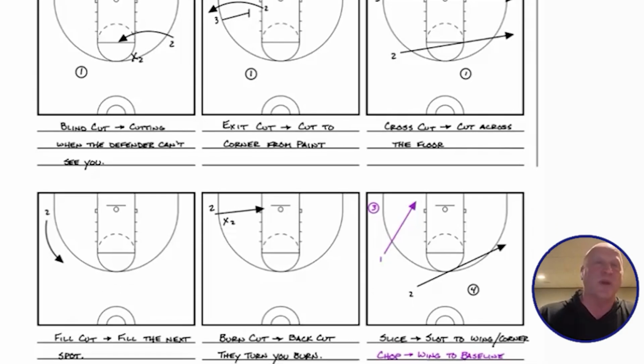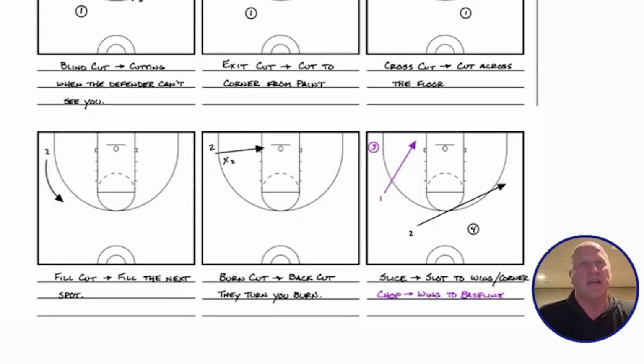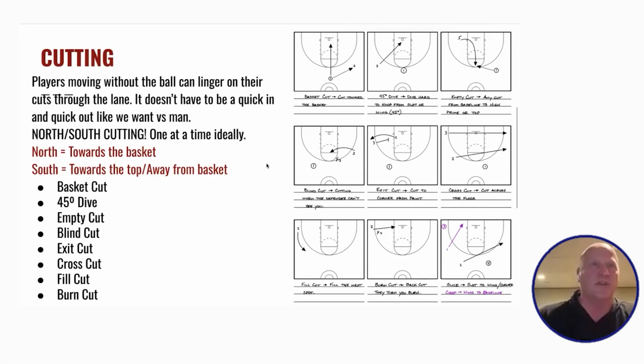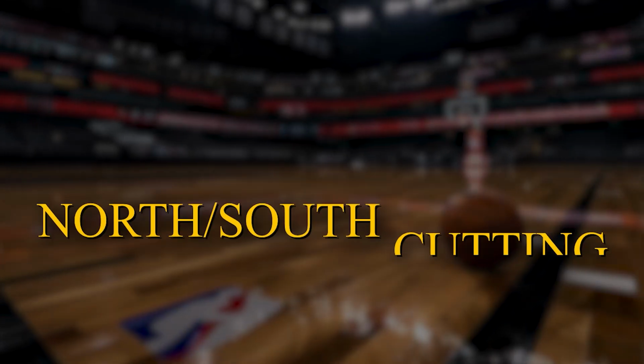And it's easier to practice, by the way. So when we're in practice and say, hey, we've got to score in this possession with exit cut, corner pin, and then just play out of it. So it gives them a little constraint, having that language.